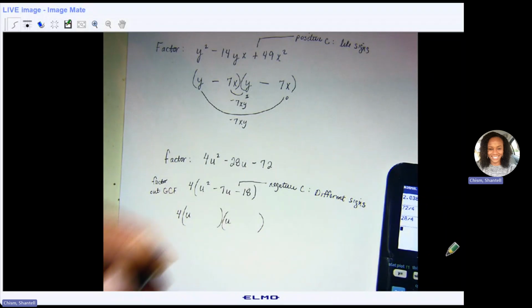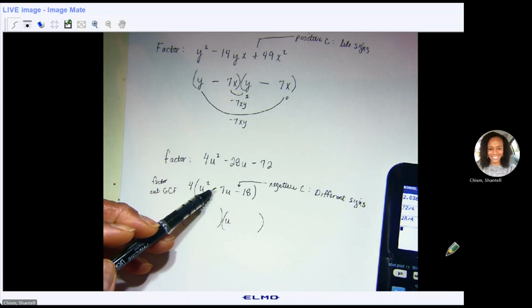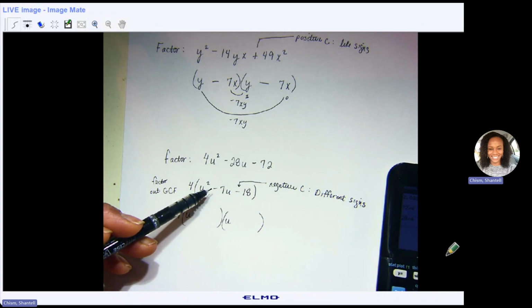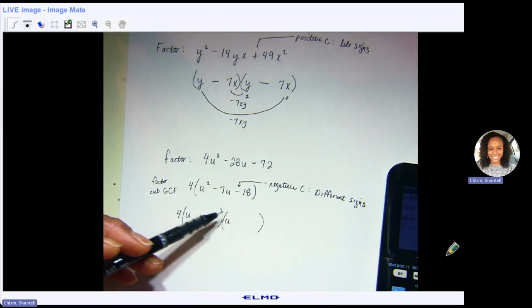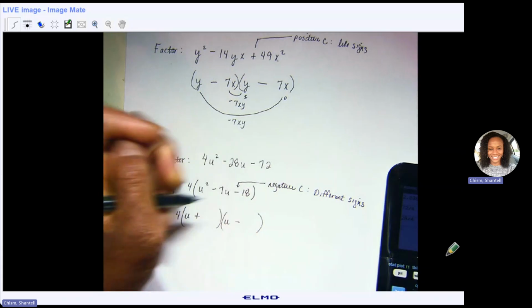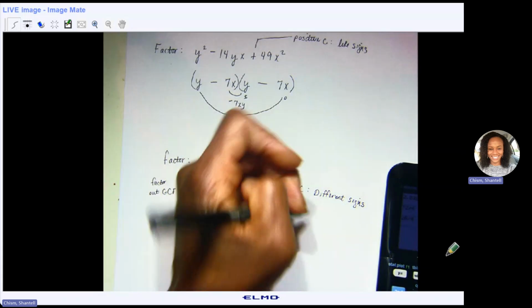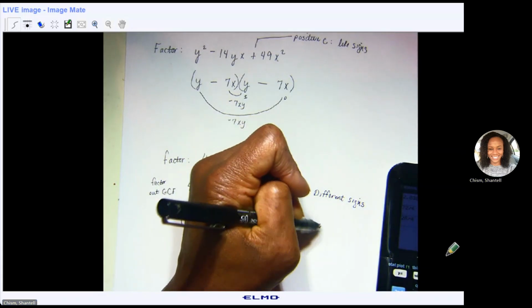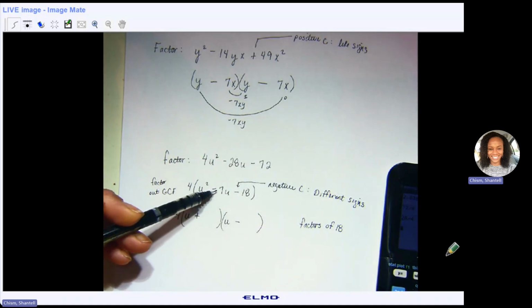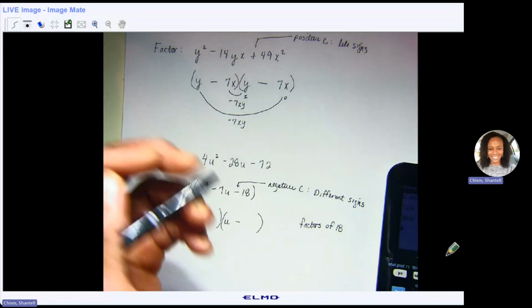Now, because I have different signs, I look at the middle term, and I know that the factors I use have to subtract to give me that middle term. I do have different signs, but because these are the exact same, I can go ahead and put them in. It doesn't matter where they go because they're the same. So I'm looking for factors of 18 that will subtract to give me 7, because I have different signs.